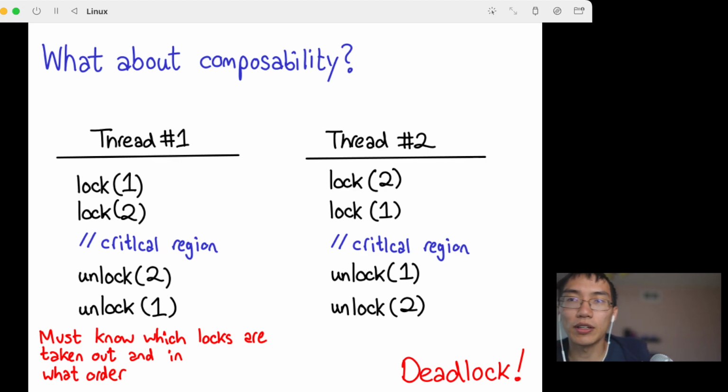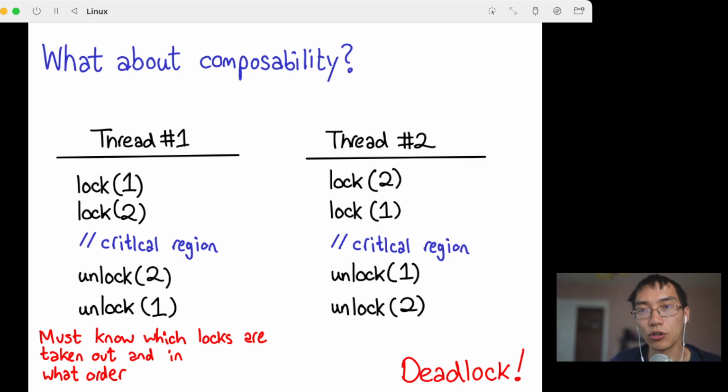So it's not very compositional, right? You have to know something about the ordering of your locks, or you have to have some sort of global discipline. For example, you could say, well, there's only a finite number of locks in my system, and so here's the order you have to take out the locks in. And then if every region abides by that order, then you can't have a deadlock. But you have to do something like that, right? Not very compositional.